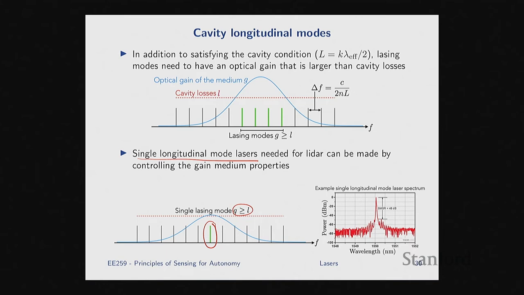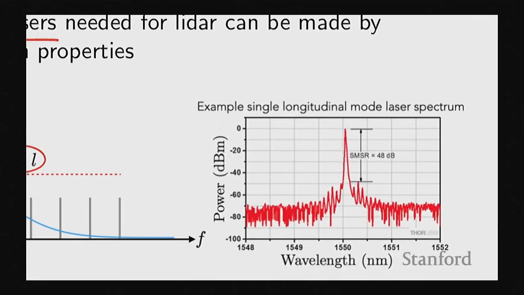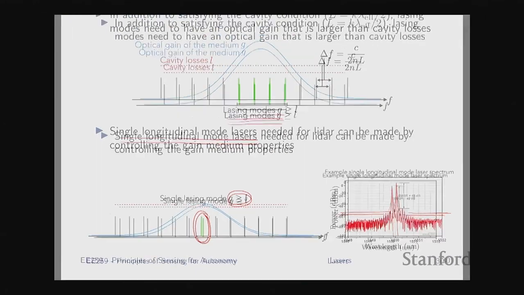For other applications, you might want multimode lasers. In telecommunications, sometimes you want lasers that have multiple lasing modes. In sensing, specifically in LiDAR, it's very desirable to work with a single frequency. That means when it comes to sensing, we can look at that frequency and filter out everything else, really minimizing interference. And this is exactly what you see when you look at the output spectrum of one of these lasers used in LiDAR: a very sharp peak at just one frequency, and almost nothing everywhere else. That's a single longitudinal mode laser. Okay, any questions?